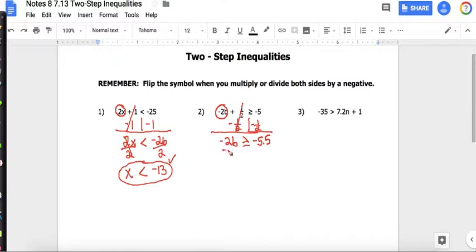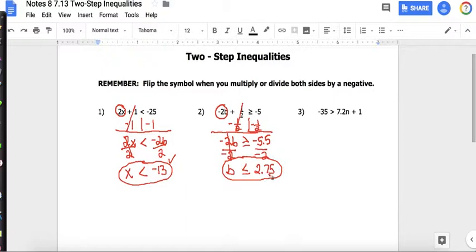Now we're going to divide both sides by negative 2, and hopefully you're remembering a rule that we learned when you divide both sides by a negative. So these cancel, and you need to remember to flip the symbol when you divide or multiply both sides by a negative. Negative 5 5/10 divided by negative 2 is positive 2 75/100.